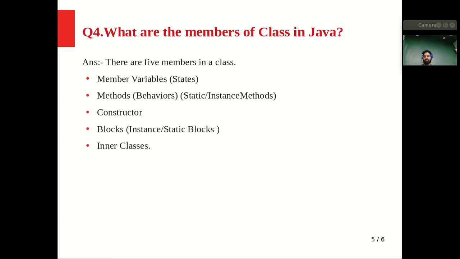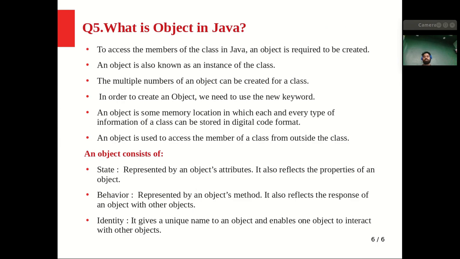So now let's move to the next question, that is, what is an object in Java? Basically, to access the members of a class in Java, an object is required to be created. An object is also known as an instance of a class, and multiple objects can be created for a class, right? In order to create an object, we need to use the new keyword. So with the help of the new keyword, we create the object of a class.